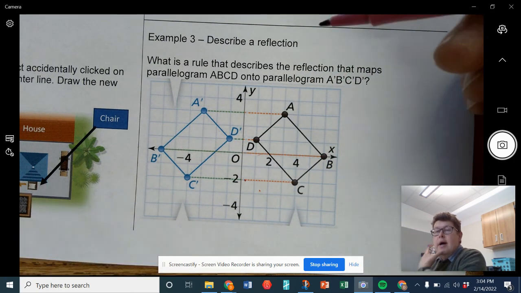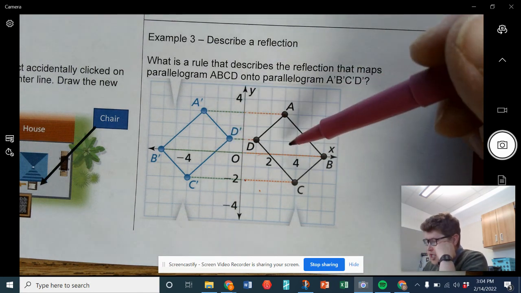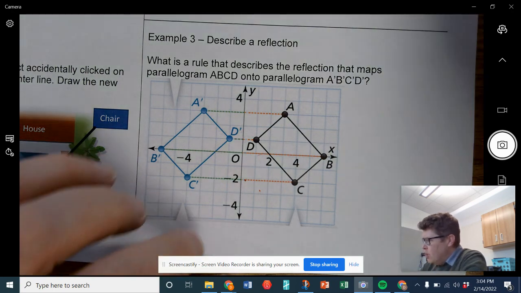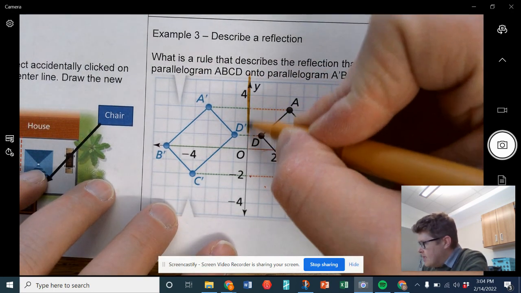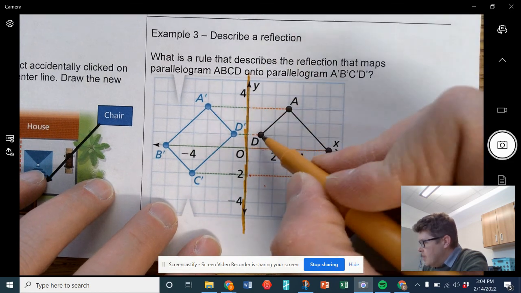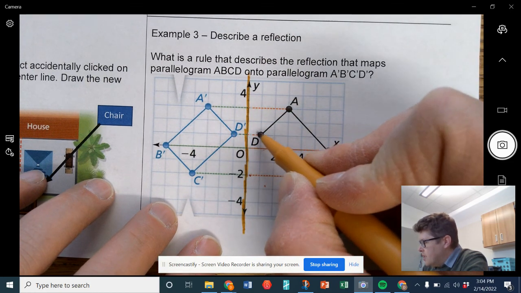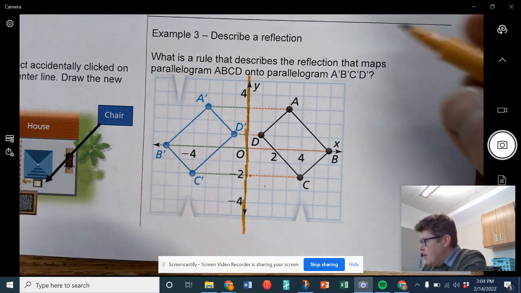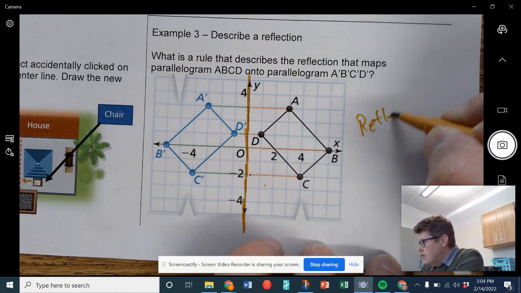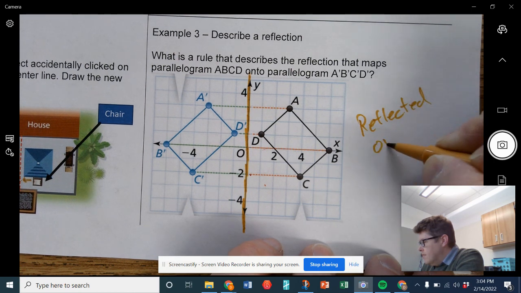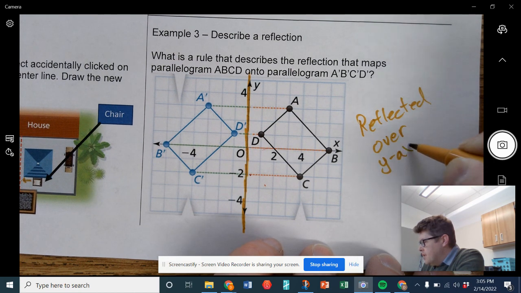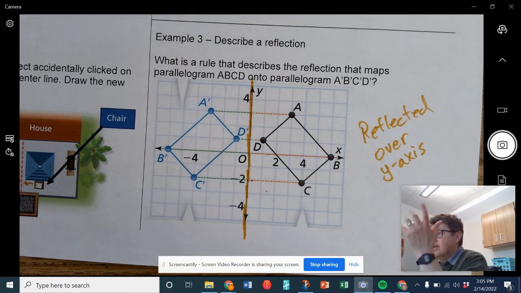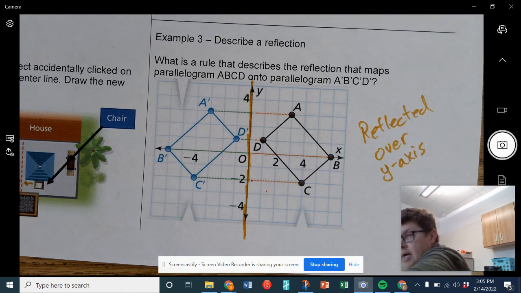And you can see that they are congruent shapes because they're the same shape and the same size. Hopefully you can see that they have been reflected over this line right here because they're 1 away on each side, this is 3 away on each side, and 3 away here. So they have been reflected over the y-axis. That's the rule. It's been reflected over the y-axis. Easy as that.